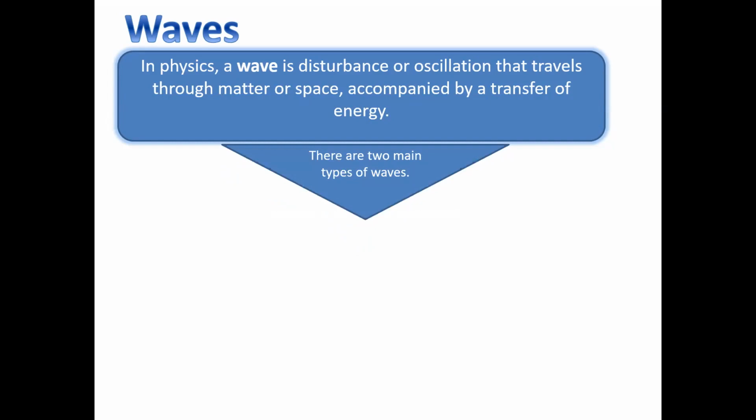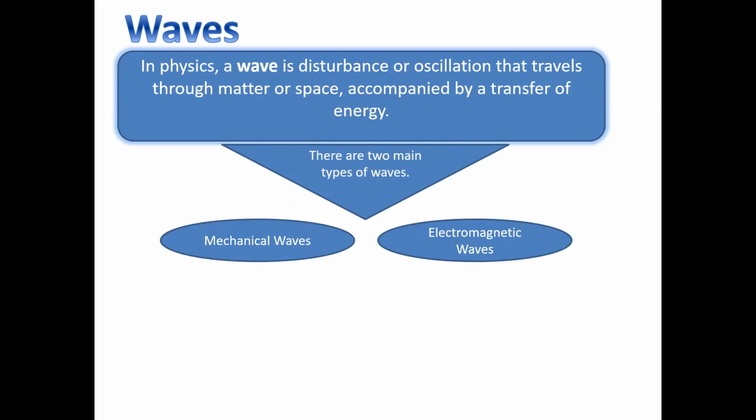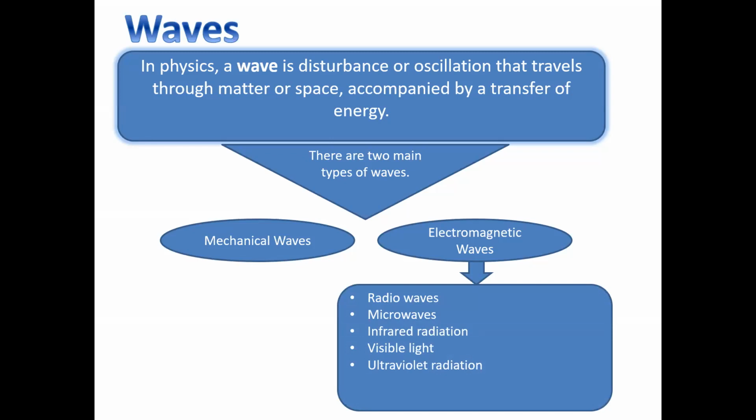There are two types of waves, mechanical waves and electromagnetic waves. We are going to stick with electromagnetic waves. Electromagnetic wave means it has an electric field and a magnetic field. The combination of both together is called the electromagnetic wave. These are examples of EM waves.